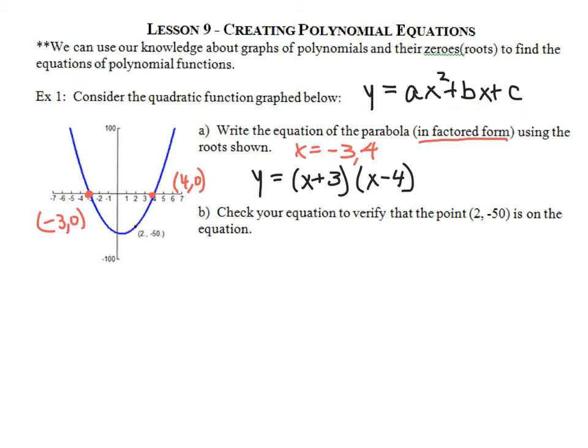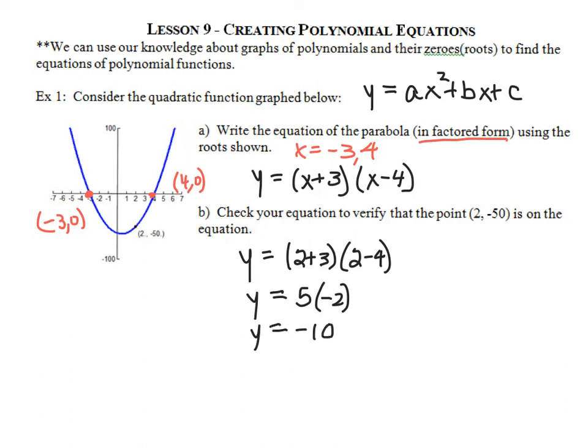Let's go ahead and check our equation to verify that the given point, in this case the point 2, -50, is on our parabola. So when I substitute 2 into my equation, I'm going to have 2 plus 3 times 2 minus 4, and I get the y-coordinate equal to 5 times -2, which is only -10. Now this seems to be a discrepancy because we thought that we were going to have a y-coordinate of -50. What seems to be going on with this parabola?